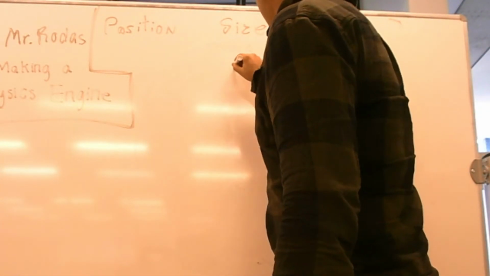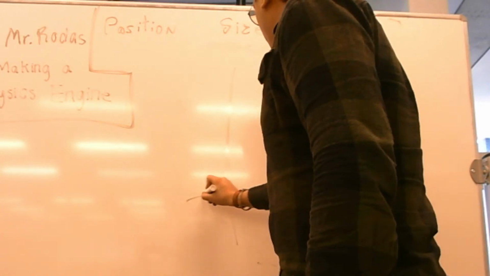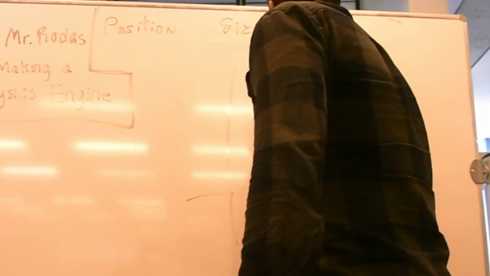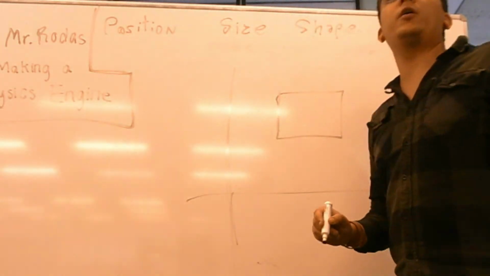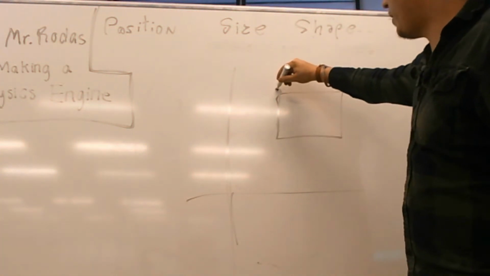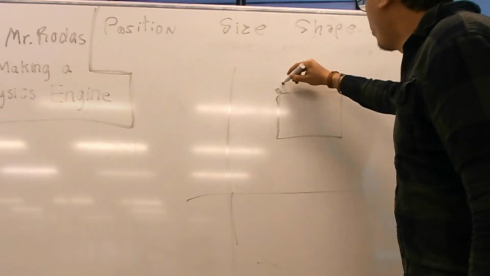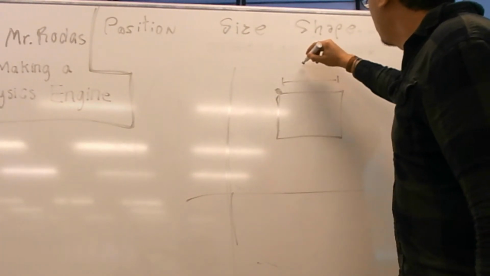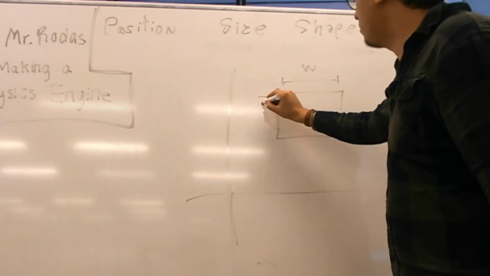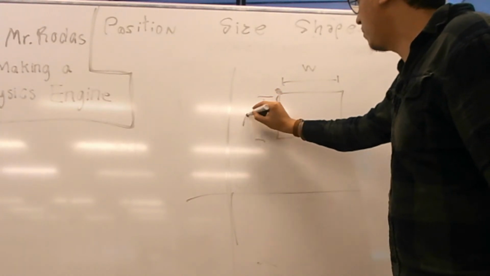So I'm gonna draw it here. I'm gonna put it like that in the middle. Okay? And we have a square here. As before, we know the top left corner, right? We know the width and we know the height, right?